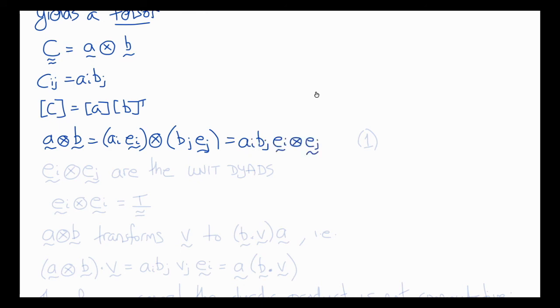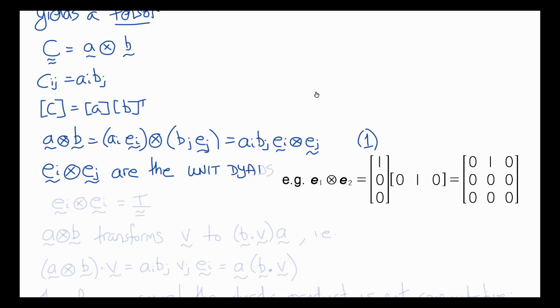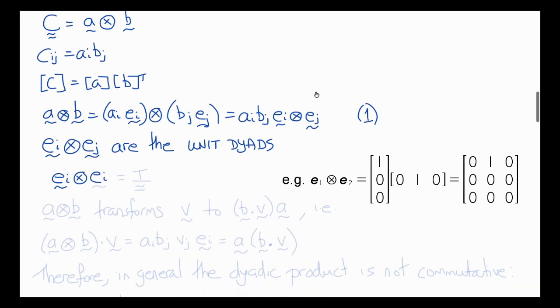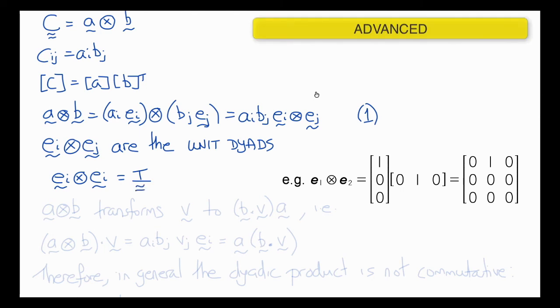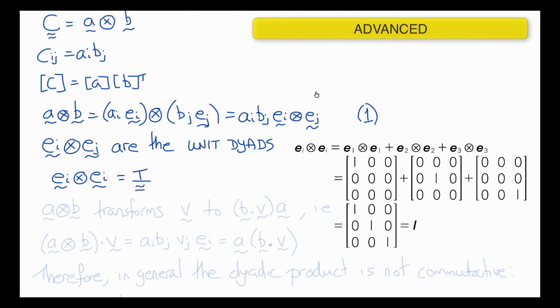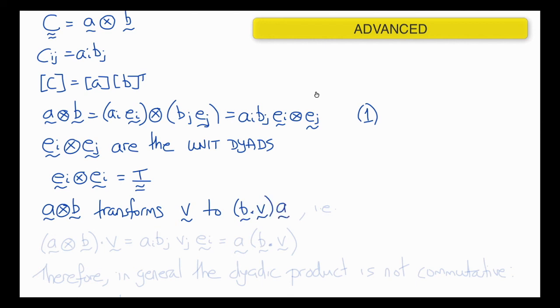And so this product of the unit vectors, this dyadic product or tensor product of the unit vectors, are called the unit dyads. So there's actually 9 of these, for each possible combination of i and j. And in the special case, when we take e_i dyadic e_i, we get I, the identity matrix or identity tensor. We can also show that A dyadic B transforms one vector V to a new vector, which is B dot V times A. So that's a scalar times A, which is a new vector.